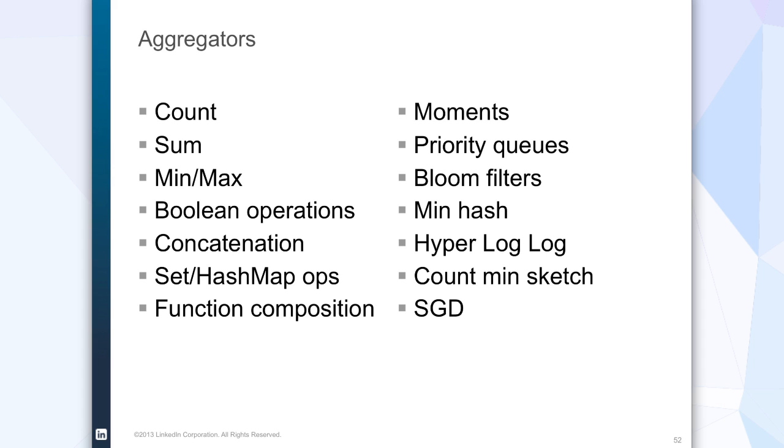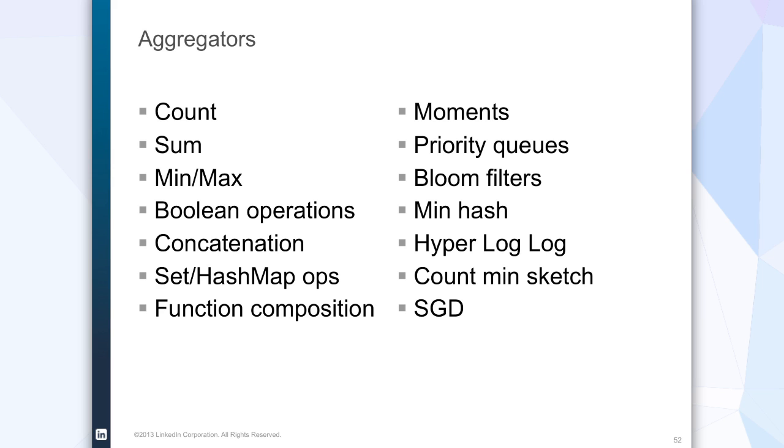So some of them are count, the minimum, the maximum, Boolean operations like the AND, the OR, concatenation. So for example, actually concatenation is not a very good example, but set and hash map operations are also kind of very similar to Boolean operations. Like, for example, a union or an intersection, it doesn't matter in which order we perform it. Same with function composition. The specific type of function, it doesn't matter if we apply F and G or G first and F and stuff like that.